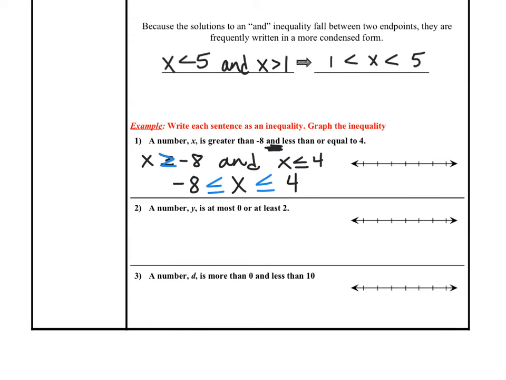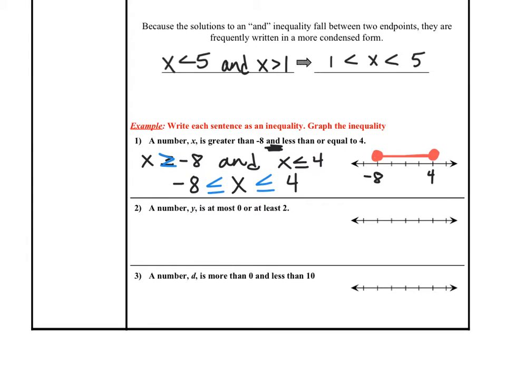Let's graph it. We're not going to fill in all the extra numbers, but we will put -8 and 4 on our number line. It's x values in between -8 and 4. They both have the "or equal to," so they're both solid, and it's x values in between that because it's an "and" inequality. It has to be greater than -8 and less than 4.